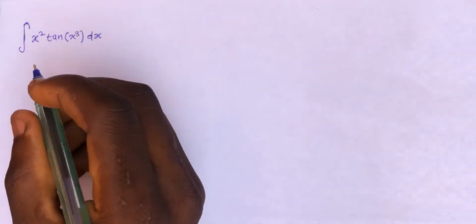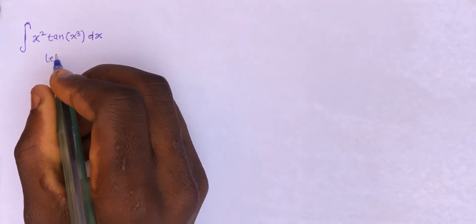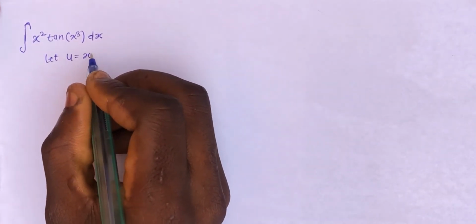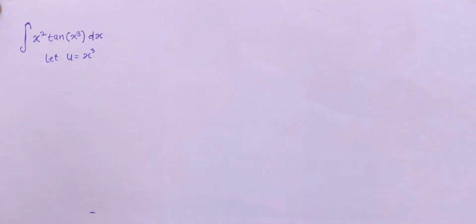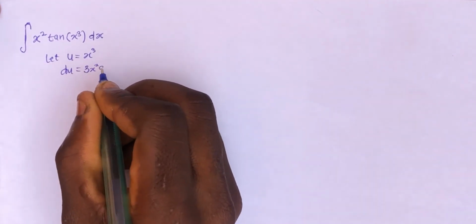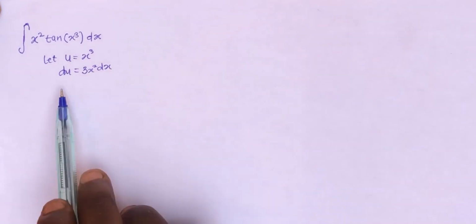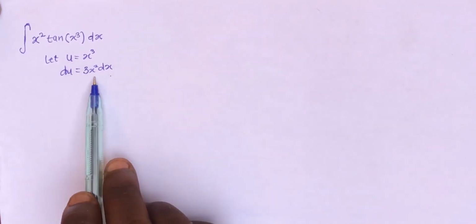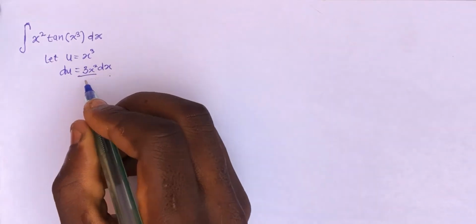At first, we can say let u equal x cubed, such that our du will be equal to 3x squared dx, right? So here we can simply make dx the subject of the formula by dividing both sides by 3x squared.